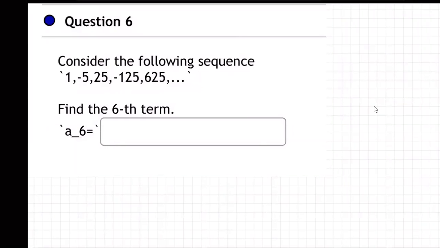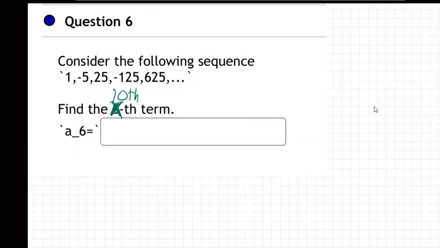So it's giving us a sequence here: 1, -5, 25, -125, 625. Wanting us to find the sixth term, I'm going to change that. That's too easy. Too easy for you guys and gals. Let's find the 10th term.